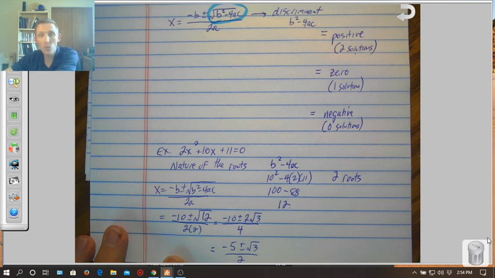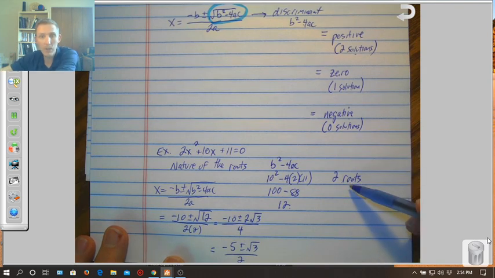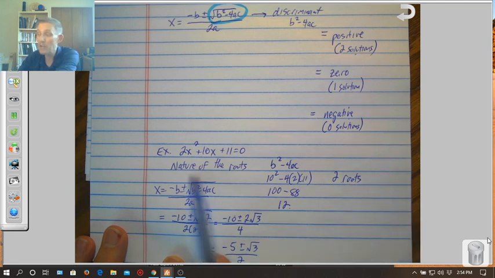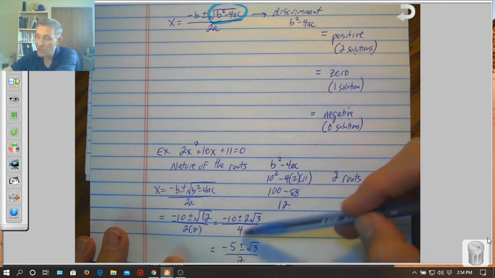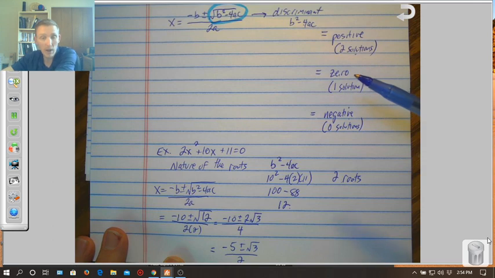So a majority of your homework is just going to ask you to find how many roots there would be, or the nature of the roots. If it asks you to finish, then you have to go ahead and finish, and there is a section of homework that will do that.